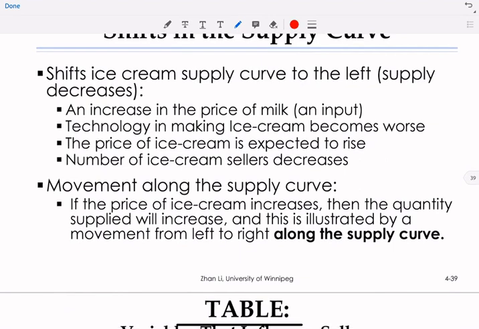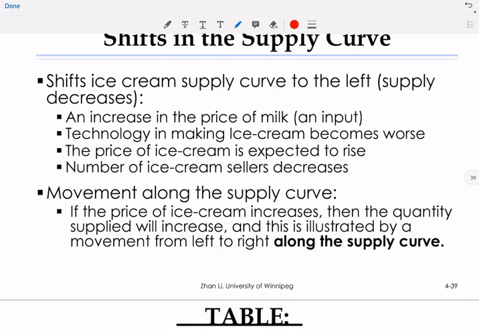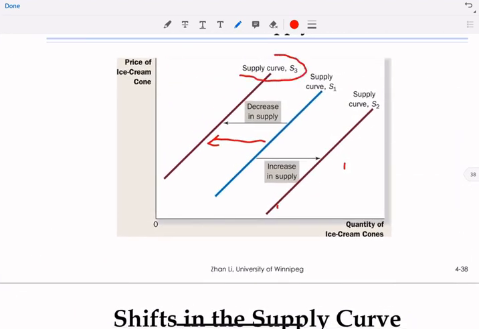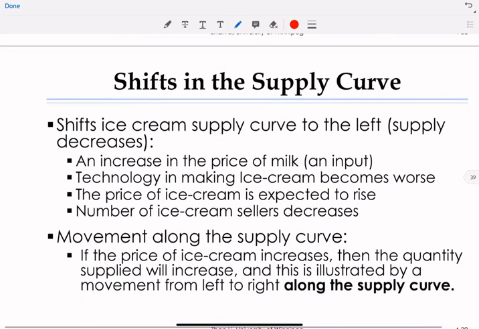Now let's look at this example and understand how input, expectation, technology, and number of sellers could affect the supply curve. So let's say we're thinking about this supply curve, S3, right? To obtain S3, you basically have to shift supply curve S1 to the left. So here, let's see what kind of factors would generate a left shift of the supply curve.